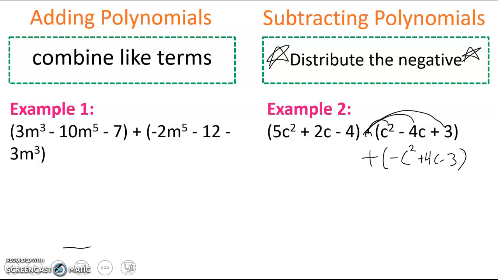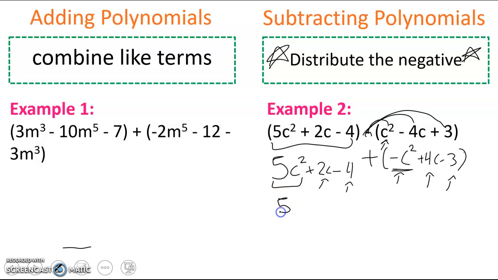All right, so we have distributed the negative out. We have our plus sign here. We've changed all the signs inside of this second polynomial. This first one here is not going to change, so we're just going to rewrite it down here. And then from there, it is the same process that we did over here. Start with this first term here. It's a 5c squared. Look for any other c squareds, and we see that we have one right here.